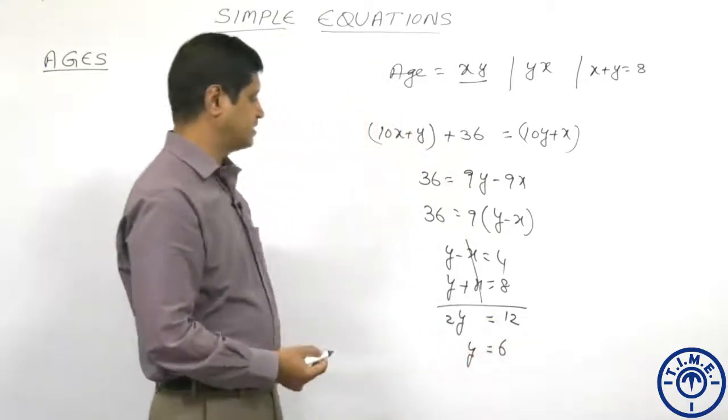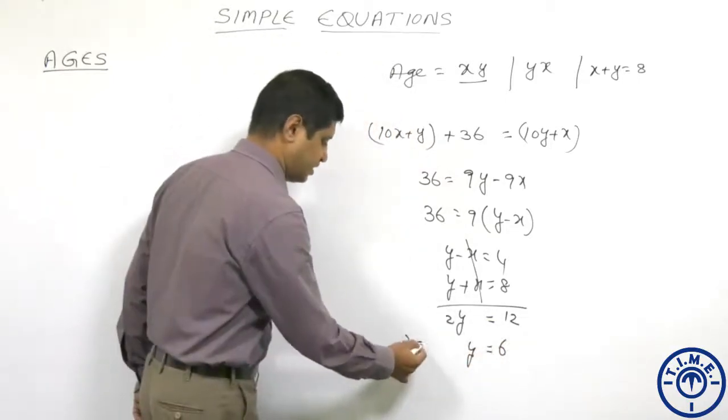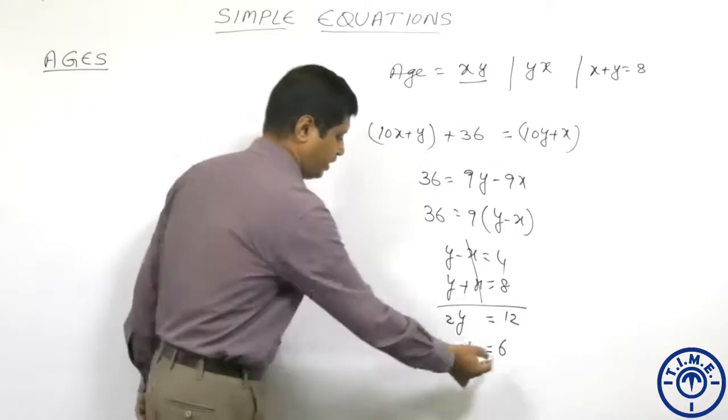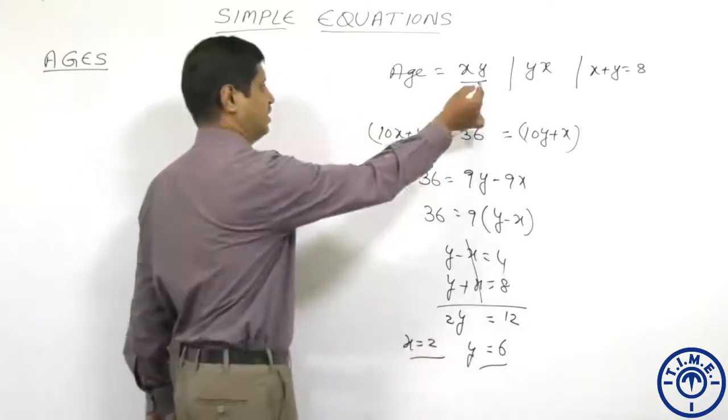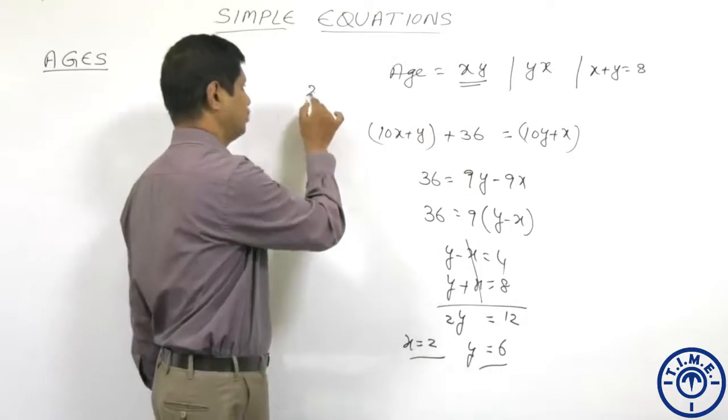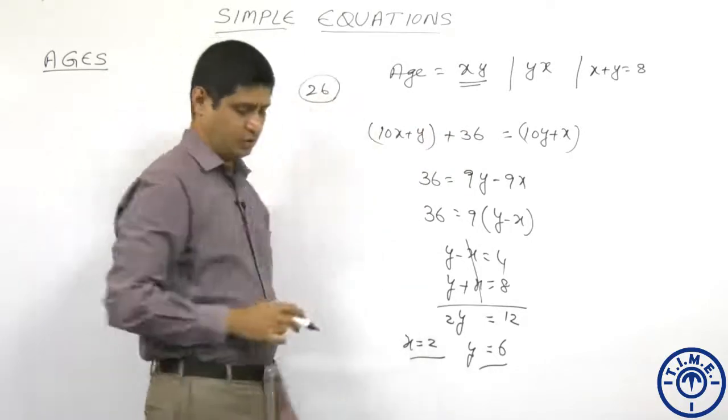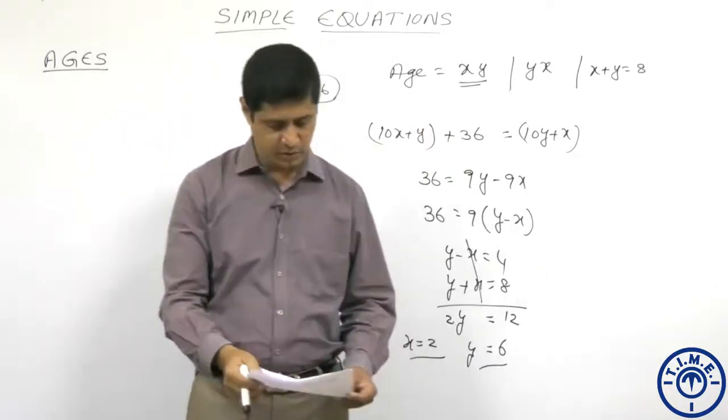When the value of y is 6, now x is 2. So, what is the age of the person? It is xy, which means 26 years. So, what is the right choice for this question?